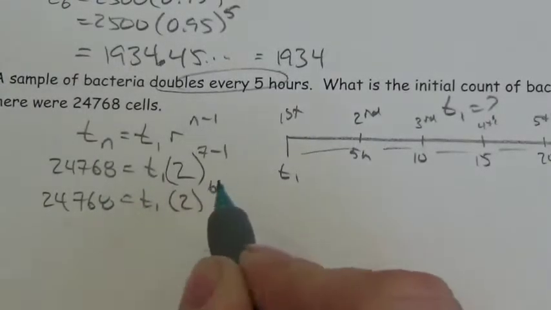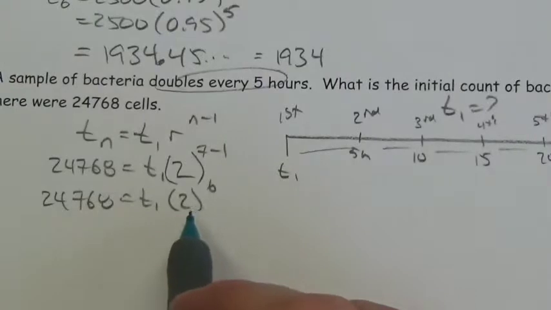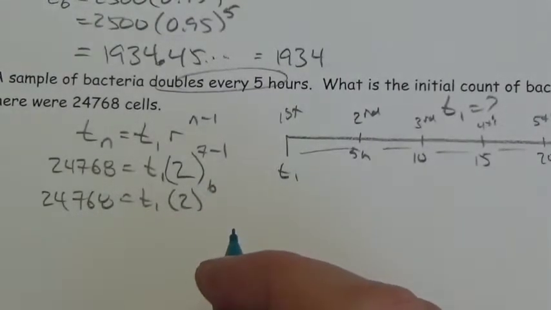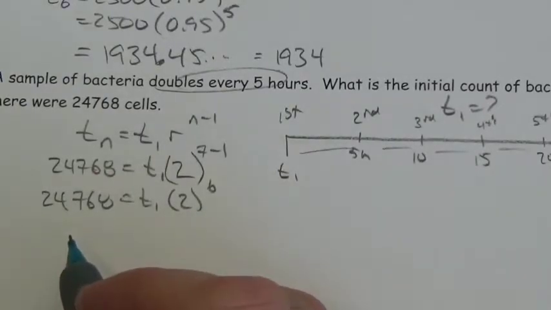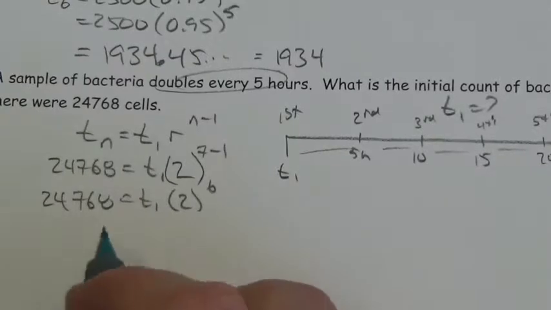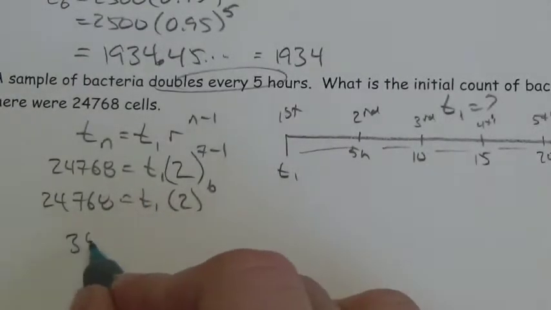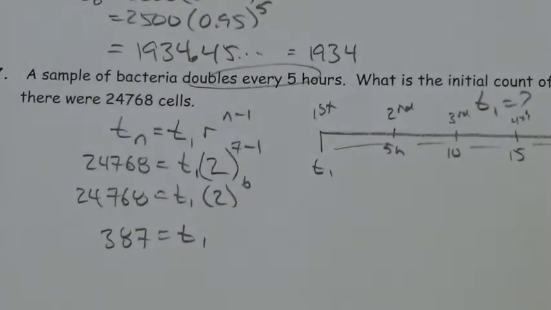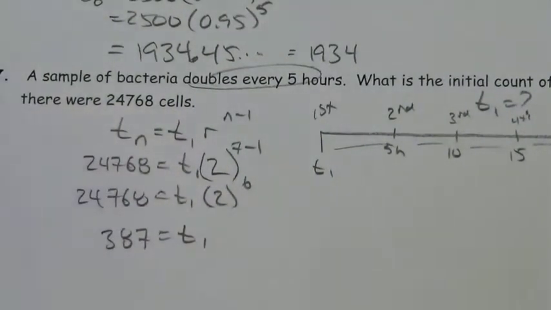However, if you're not careful with this, you might assume that n is 6 and then put a 5 up there, and that would be incorrect. So we've got 24,768, and we're going to divide that by 2 to the 6 to get our T1. And it turns out that the first term in that sequence, the initial number of bacteria, was 387.